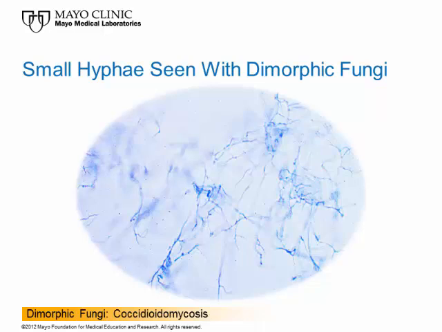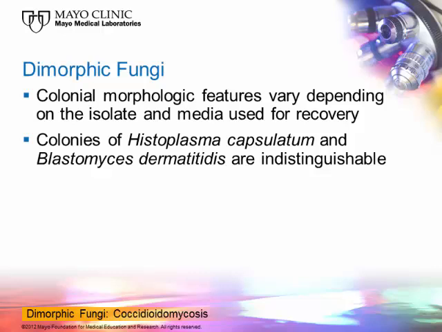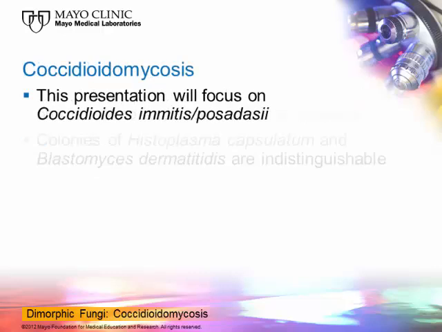This image shows you the small hyphae. It's hard to tell on here if they're septate or not, but they are septate and very tiny in size, like 0.5 microns. The dimorphic fungi have colonial morphologic features that vary depending upon the isolate and also upon the medium in which these organisms are recovered. So that you can have one organism that you can place on two different media and they will look differently on either. The colonies of Histoplasma and Blastomyces are pretty much indistinguishable from each other. The colonial morphology sometimes is not helpful at all in terms of identifying these organisms.